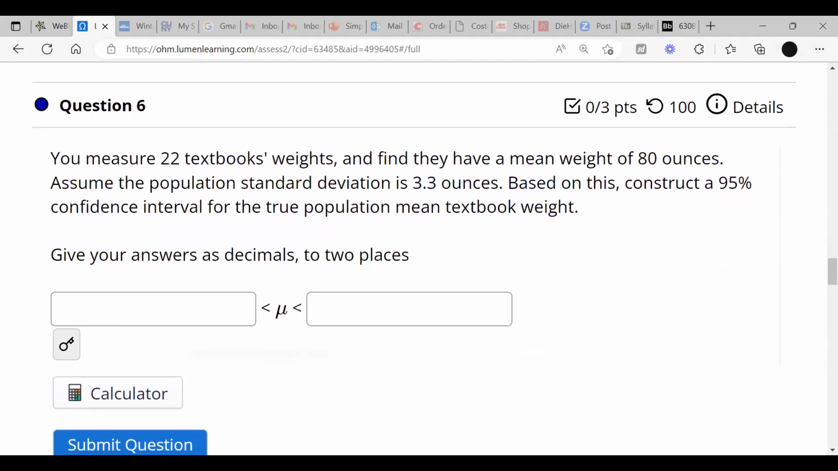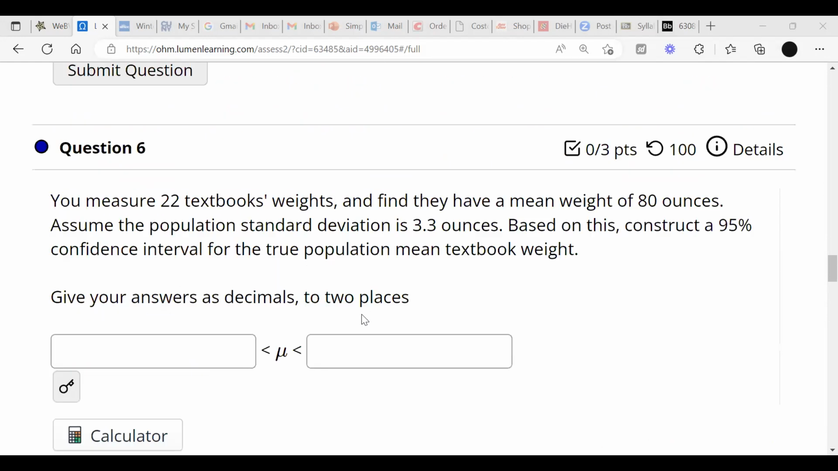Question 6. Professor, hi. Can you go over question number 8? Yeah, sure. So I guess we're going to go over question number 8 first. Thank you. No problem. Question 8.